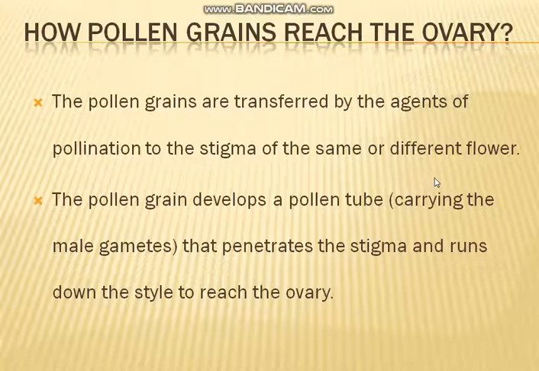How pollen grains reach the ovary. The pollen grains are transferred by the agent of pollination to the stigma of the same or different flower. The pollen grains develop a pollen tube that is carrying the male gamete. That pollen tube that carries the male gamete penetrates the stigma and runs down the style to reach the ovary. That is the first step, how pollen grains reach the ovary.